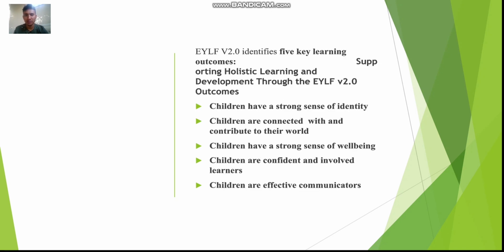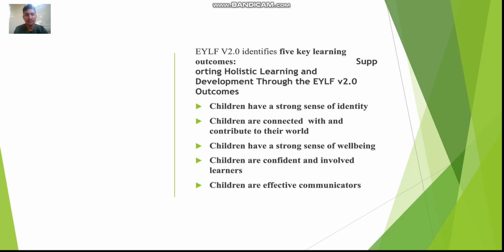Five key learning outcomes of EYLF version 2. The Early Years Learning Framework version 2 identifies five essential outcomes that guide early learning. These outcomes focus on supporting children's holistic development and well-being. The first one is children have a strong sense of identity. It means children feel safe, secure, and supported. They develop confidence in who they are and a sense of belonging.